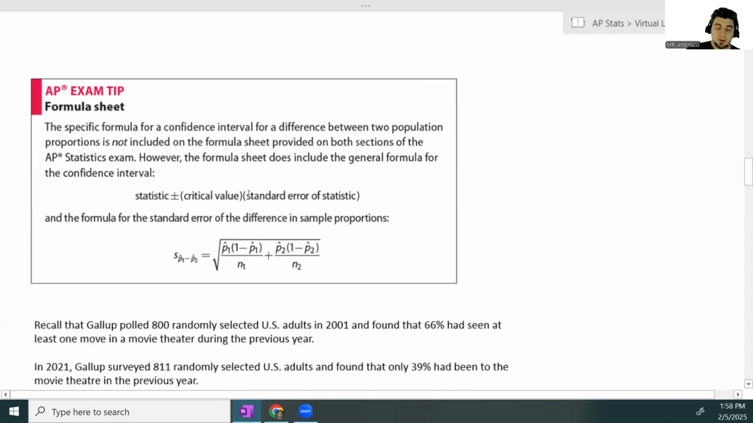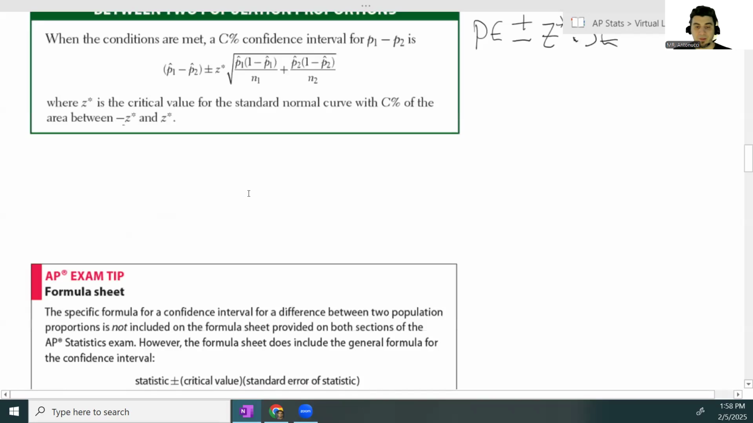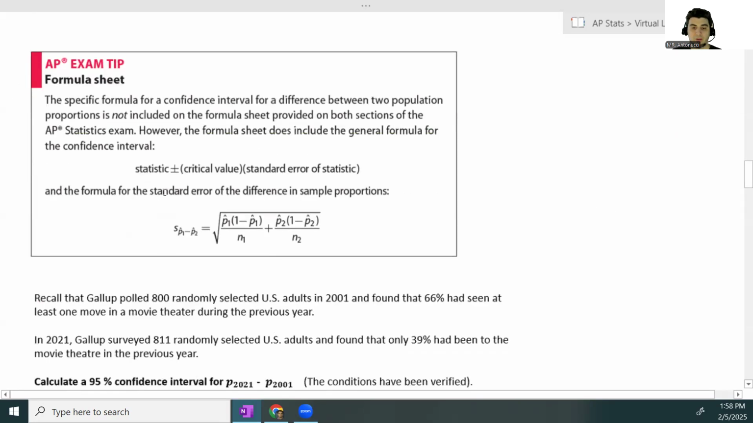On the AP formula sheet, you're not given this specific formula, but what you are given is the general formula of the statistic plus or minus critical value times standard error. This line is literally in the formula sheet. And then elsewhere, they will give you the standard error for the difference in sample proportions. And you have to know how to use this general formula, statistic plus or minus critical value times standard error of statistic, in this specific situation with the other formulas. Okay, so let's run into an example here.